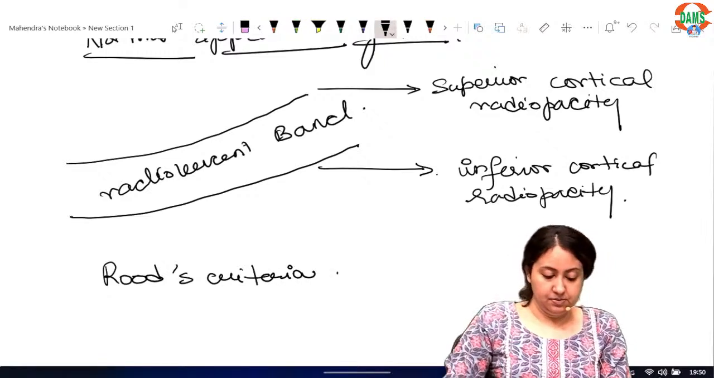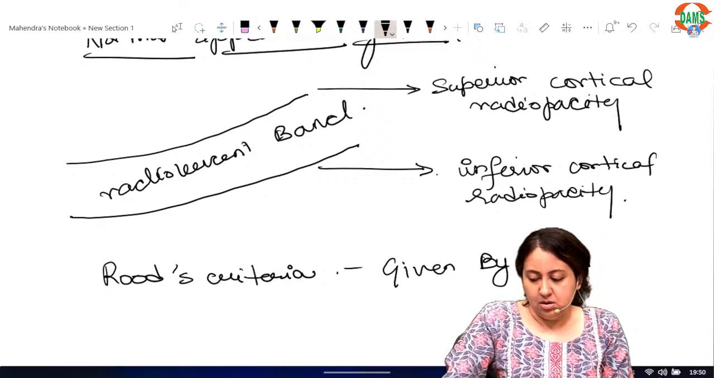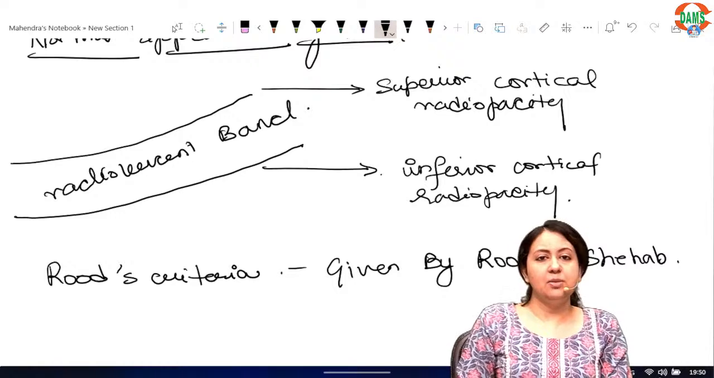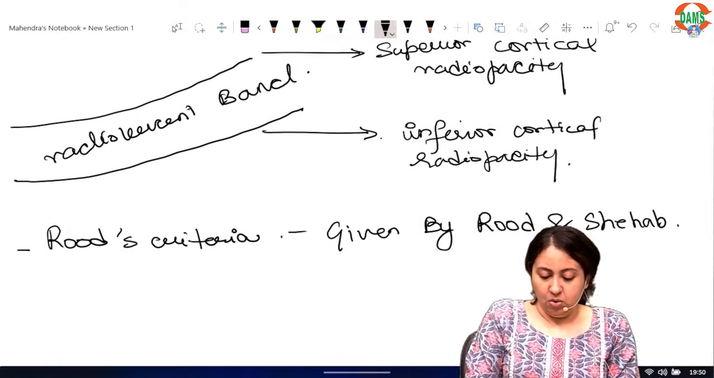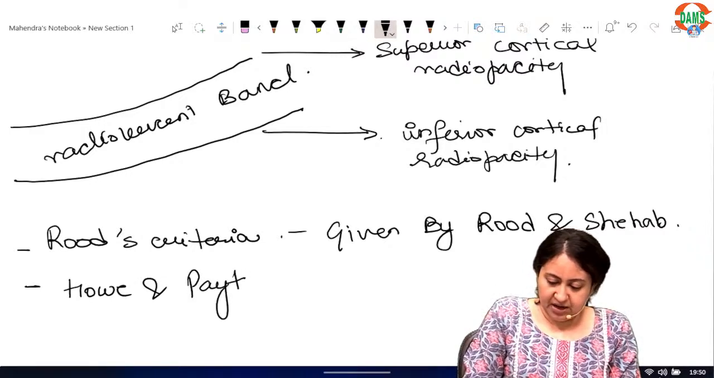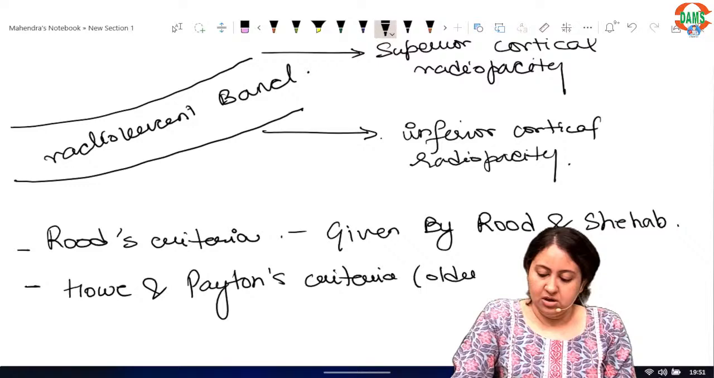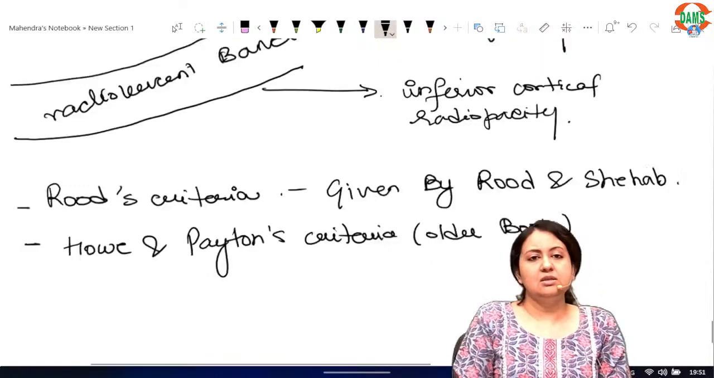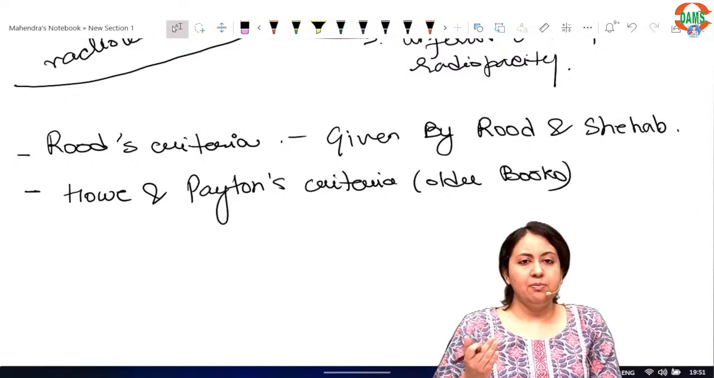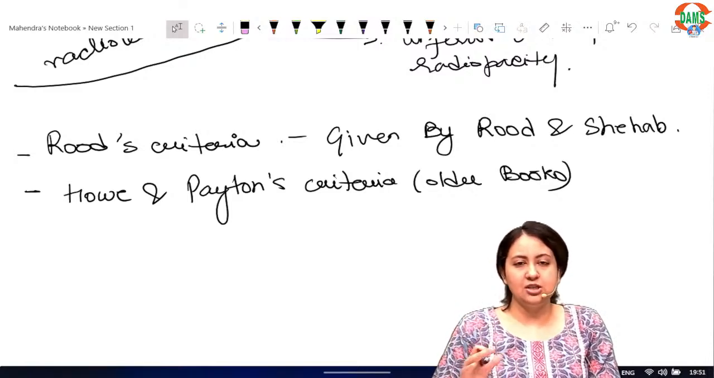Rude's criteria. It was given by Rude and Shehab. In older books it is also known as Ho and Payton's criteria. So don't get confused if they interchangeably use the name either Rowe and Payton's, Rude and Shahab, or just Rude's criteria. They mean one and the same thing. So please don't get confused.